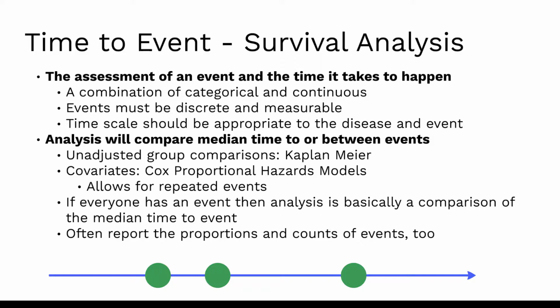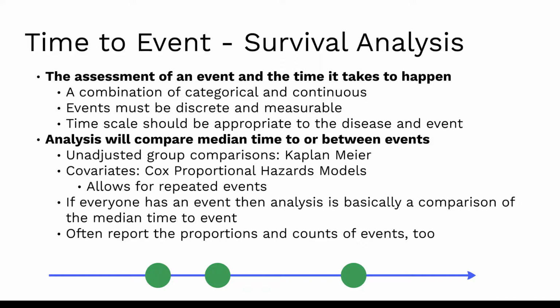Once you want to add in covariates, so in addition to your treatment group, you want to adjust for age or disease duration, then you're looking at something called a Cox proportional hazards model. Cox proportional hazards models allow for repeated events as well as allowing for time-varying covariates. So if there's something like blood pressure that is associated with stroke, people's blood pressure changes over time, a Cox proportional model will allow you to have varying blood pressures throughout the course of your study.